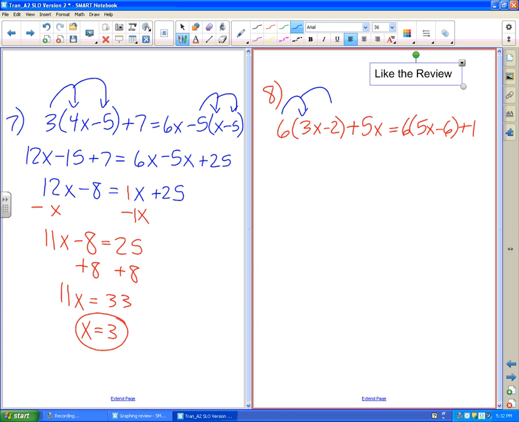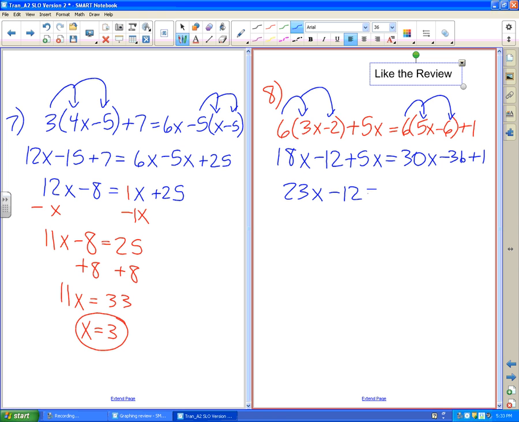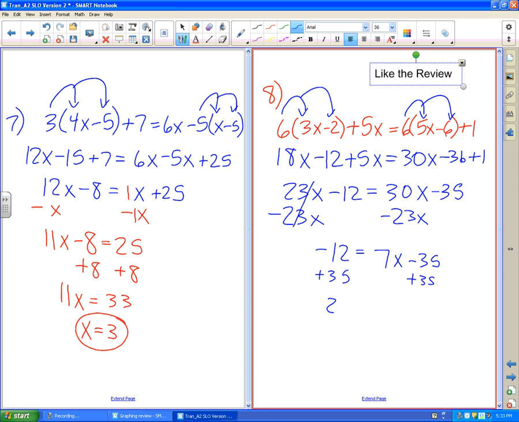Distribute. 18x minus 12 plus 5x equals 30x minus 36 plus 1. We end up with 23x minus 12, 30x minus 35. Subtract the smaller x. Add 35. 23.